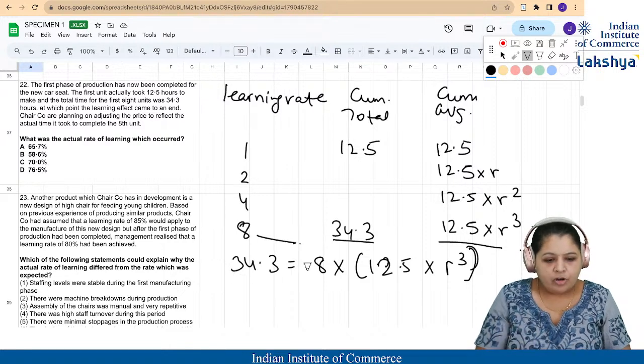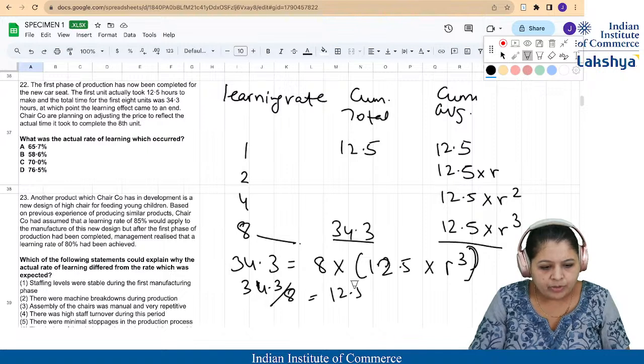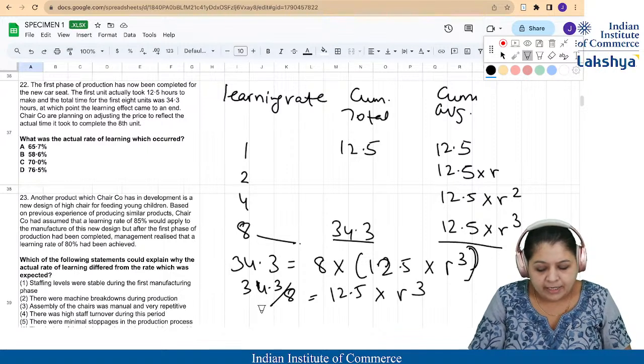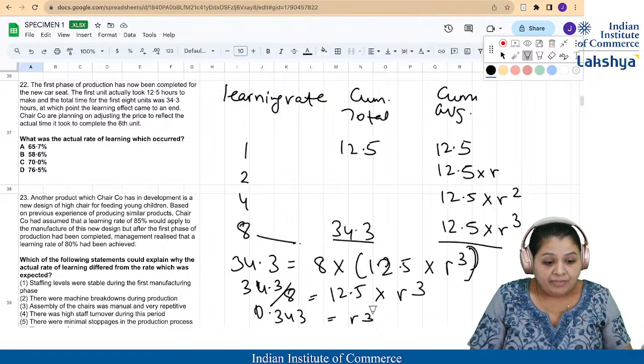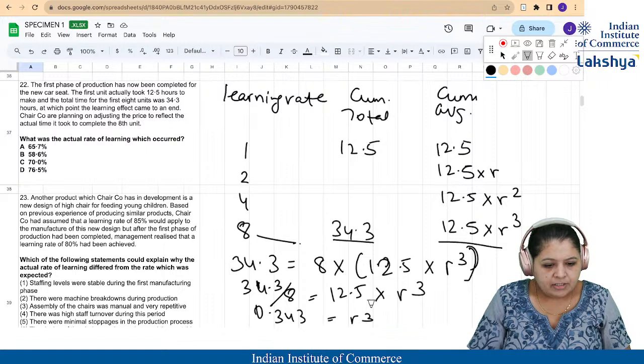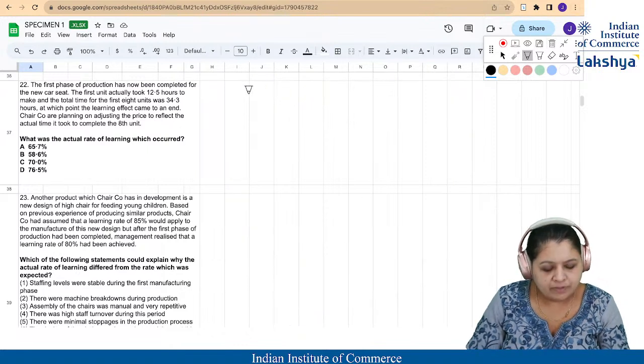Now we very well know how to deal with this value. On a normal calculation basis, you would take 34.3, divide it by 8, and you get 12.5 into R3, and then you get a value of 0.343 for R3, right? Up till this value you all would be very comfortable. After that is where the struggle starts: how to deal with this exponential when it shifts to another place, right? So how do you normally deal with the exponential when it shifts to another place? I'll show you.